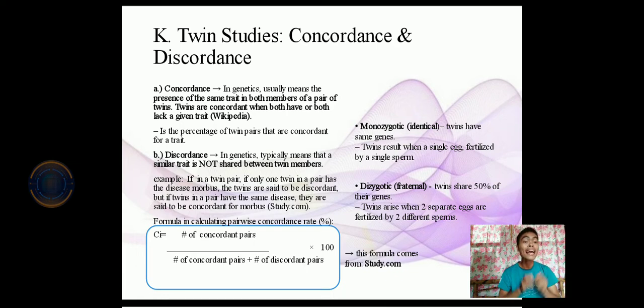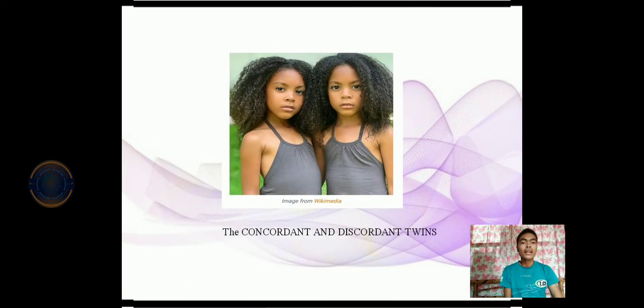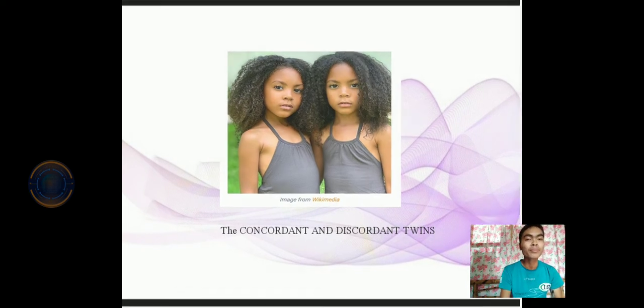Kapag dalawa, meaning dalawa. So, halimbawa, kung yung twins, silang dalawa ay concordant kasi mayroon silang parehong traits. Kapag isa sa kanila ay walang traits, ang isa naman meron, meaning they are discordant. Kapag dalawa sila mayroong traits na iyon, they are concordant.